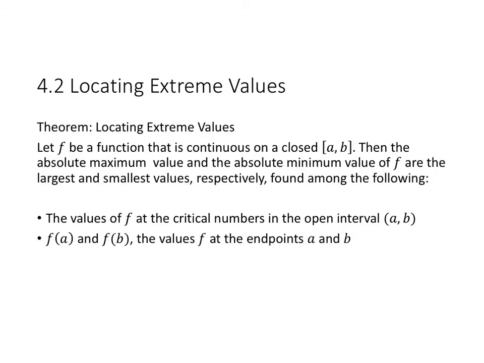Now when we're talking about absolute max and absolute mins, or the extreme values, the global extreme values, again, I'm going to read you this theorem and then we're going to talk about what it means. Let f be a function that is continuous on the closed interval a to b, then the absolute maximum value or the absolute minimum value of f are the largest and the smallest values, respectively, of the value of f at the critical numbers on the open interval and f of b and f of a, the values at the endpoints. So to find our global max and mins, we have to find our critical numbers and find the y values of those, and then we also have to find the y values of our endpoints. So we have an additional extra step here.